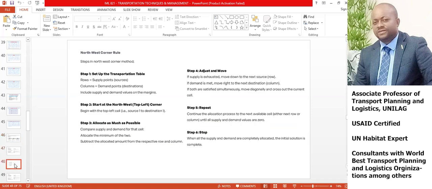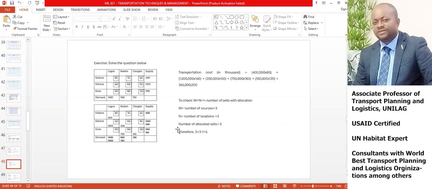So because of that, we keep the 5. We now apply the formula. We say the sources are 3, the locations are 3, minus 1, which is the formula. So m plus n is 6. This minus 1 gives us 5.